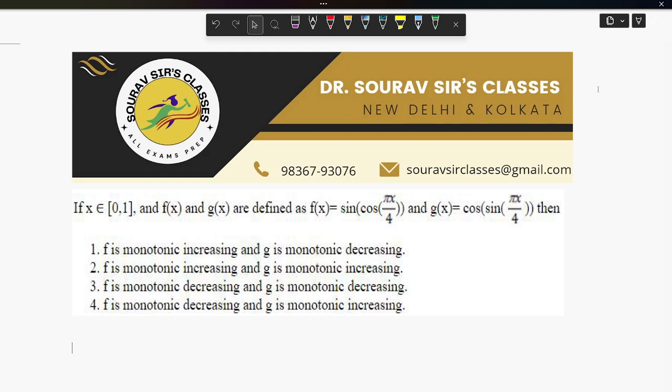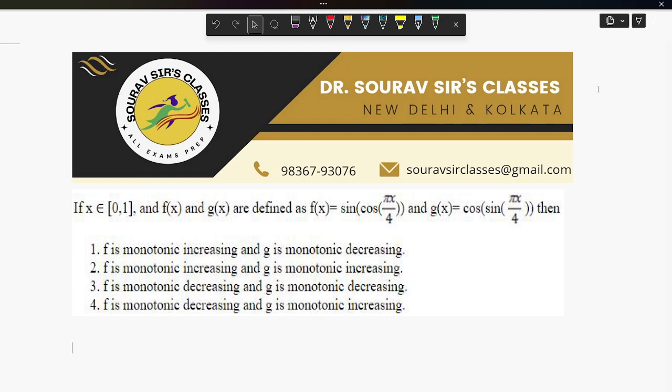This question is also from your CUET data science question paper. The question says that if x belongs to the closed interval [0, 1], and f(x) and g(x) are defined as f(x) = sin(cos(πx/4)) and g(x) = cos(sin(πx/4)), then there are four options.